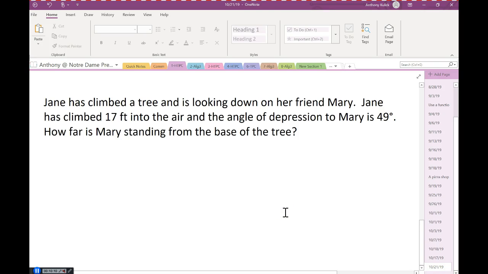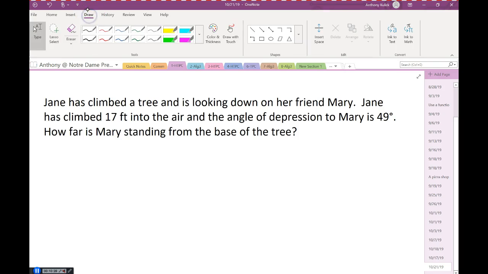All right. This example says, Jane has climbed a tree and is looking down on her friend Mary. Jane has climbed 17 feet into the air and the angle of depression to Mary is 49 degrees. How far is Mary standing from the base of the tree? What should I do first? Picture. Draw a picture.